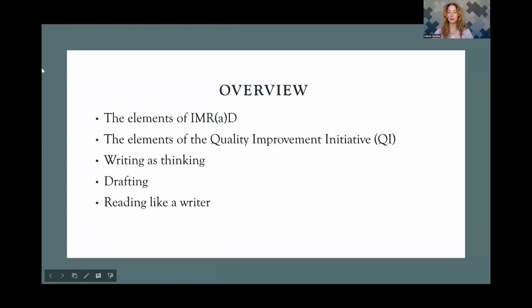I first wanted to give you an overview of what we're going to be going over in today's workshop. We're going to quickly break down the elements of IMRAD. We're also going to go over the elements of the Quality Improvement Initiative, or the QI. We're going to talk about writing as thinking, the drafting process, and how to read like a writer.